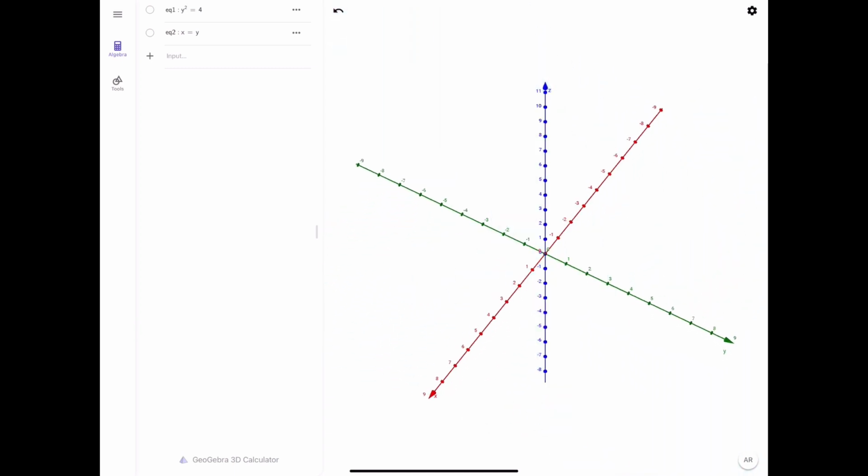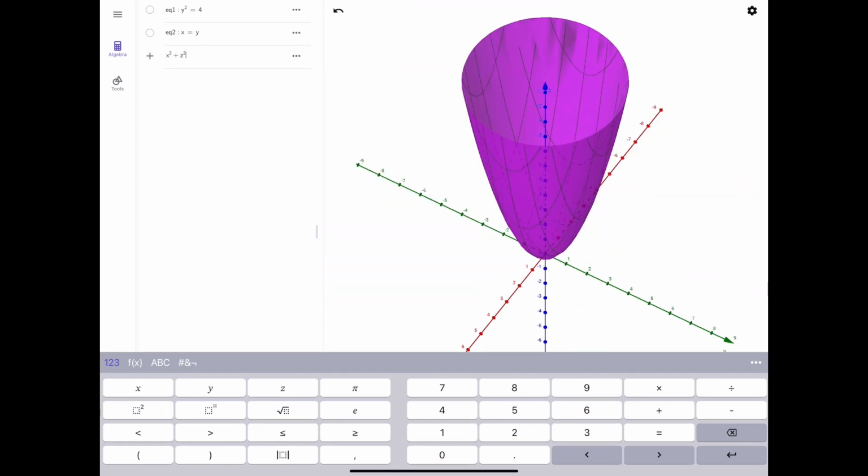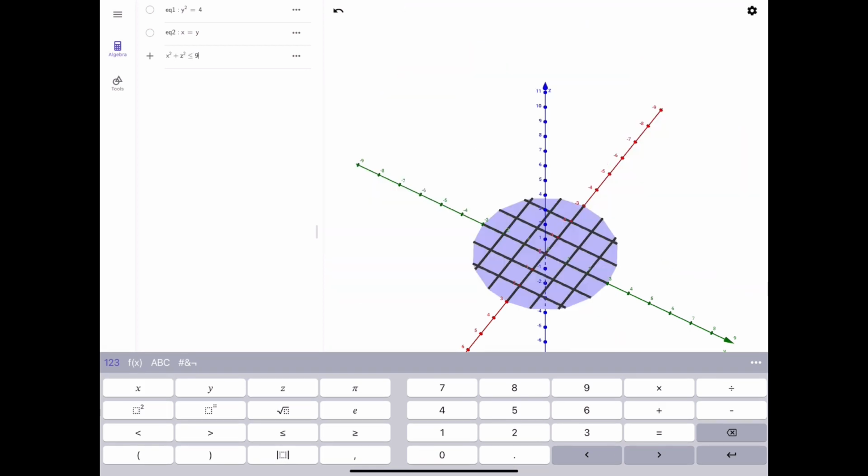Let's take a look at that last inequality that we had. We want x squared plus z squared less than or equal to 9. Notice that GeoGebra does not graph what we were expecting. We were expecting a cylinder that goes parallel to the y-axis, and we don't have that. We have this funny looking disk. The reason is that GeoGebra can't handle this inequality here.